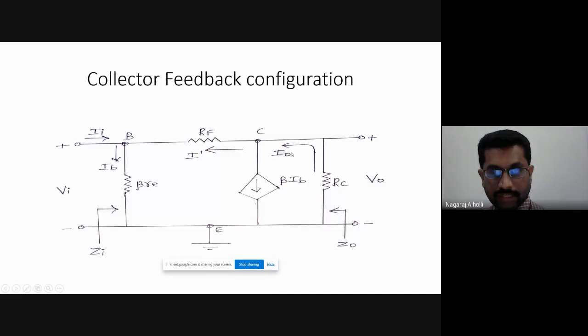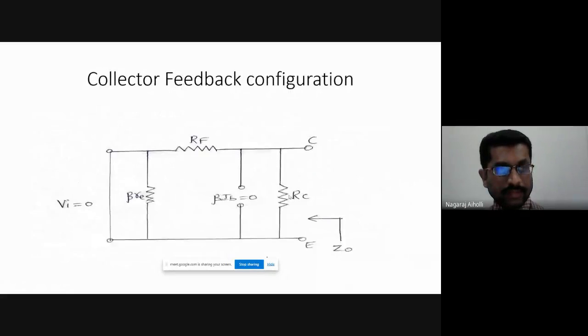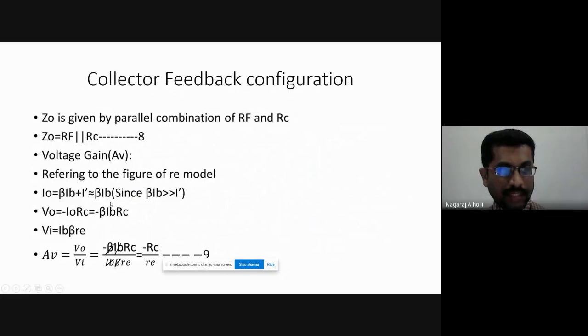We are deriving the equation for voltage gain now, that is the output voltage by input voltage. We have to get the equation for the output voltage, get the equation for the input voltage, then substitute in the gain equation V0 by Vi. I0 is I dash plus beta IB at the output side. Beta IB is larger than I dash. Hence, beta IB plus I dash is approximately equal to only beta IB. I0 is approximately equal to beta IB.